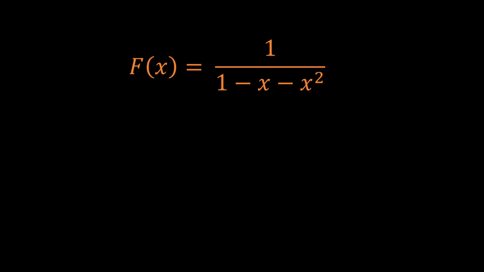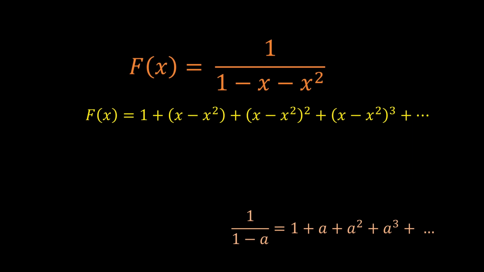From our identity that we learnt in school, which is 1 upon 1 minus a is 1 plus a plus a squared plus a cubed all the way to infinity, we get that f of x is equal to 1 plus x minus x squared plus x minus x squared squared plus x minus x squared cube, and so on. If we write the power series expansion of it, that is, collect the coefficients of x to the power n, we see that the Fibonacci numbers appear.